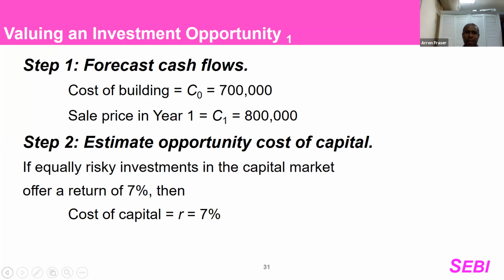So step 2, you estimate the opportunity cost of capital. Remember, the opportunity cost of capital is the best alternative that you have, as in this example, to invest the 700,000 that you have now, right? So you could have taken that 700,000 and invested in an equally risky investment in the capital market at 7%. So that will be your cost of capital, your hurdle rate, whatever you want to call it, right? So you estimate the opportunity cost of capital.